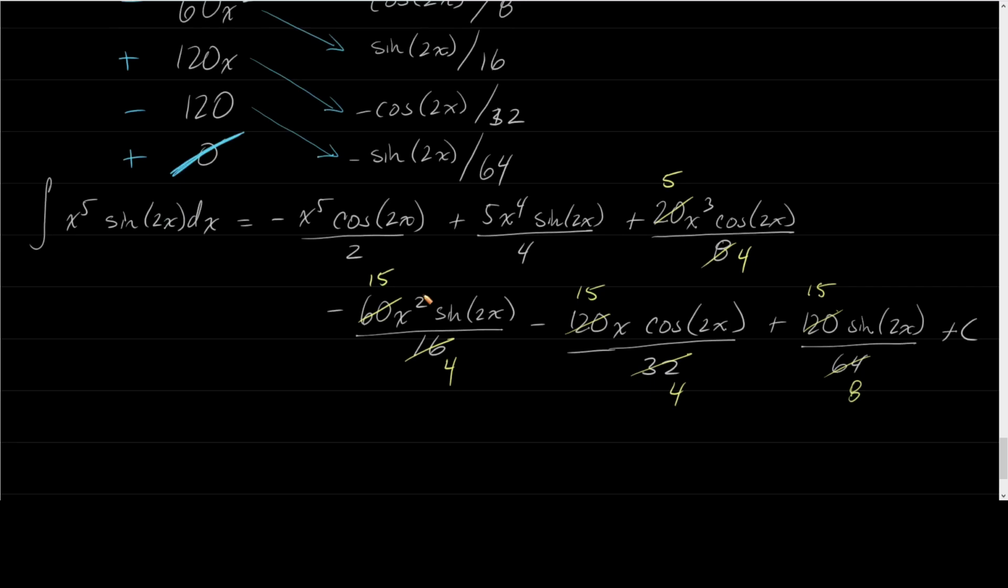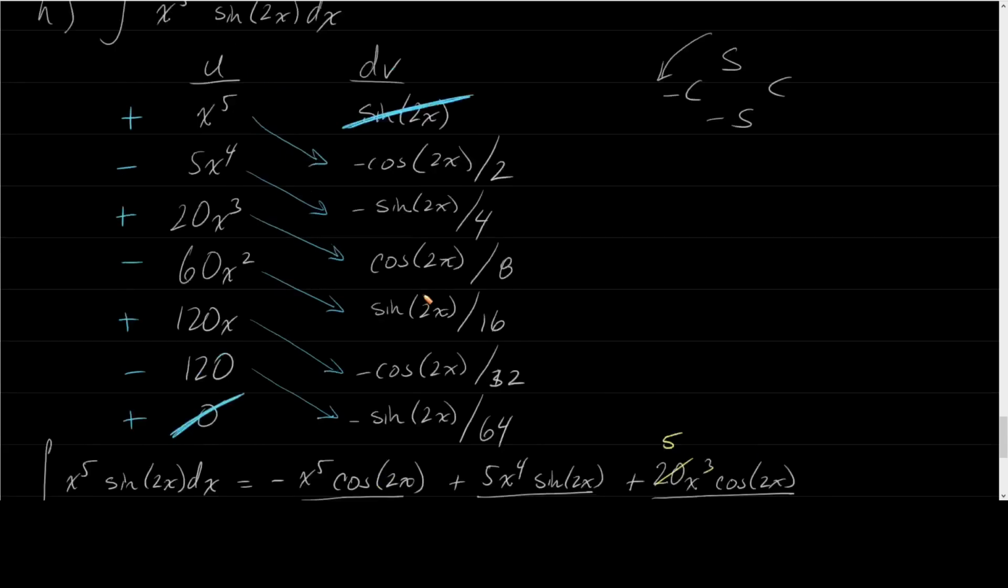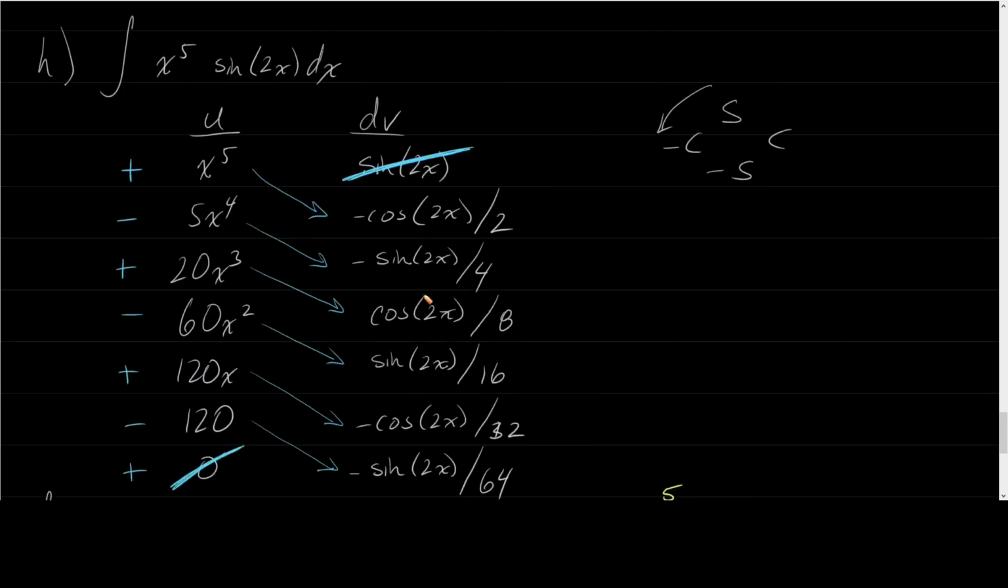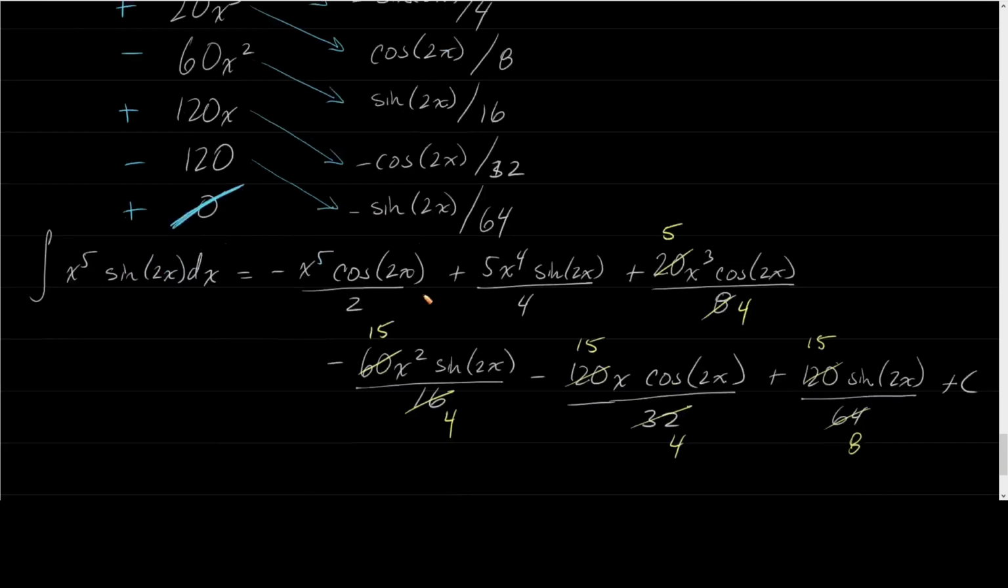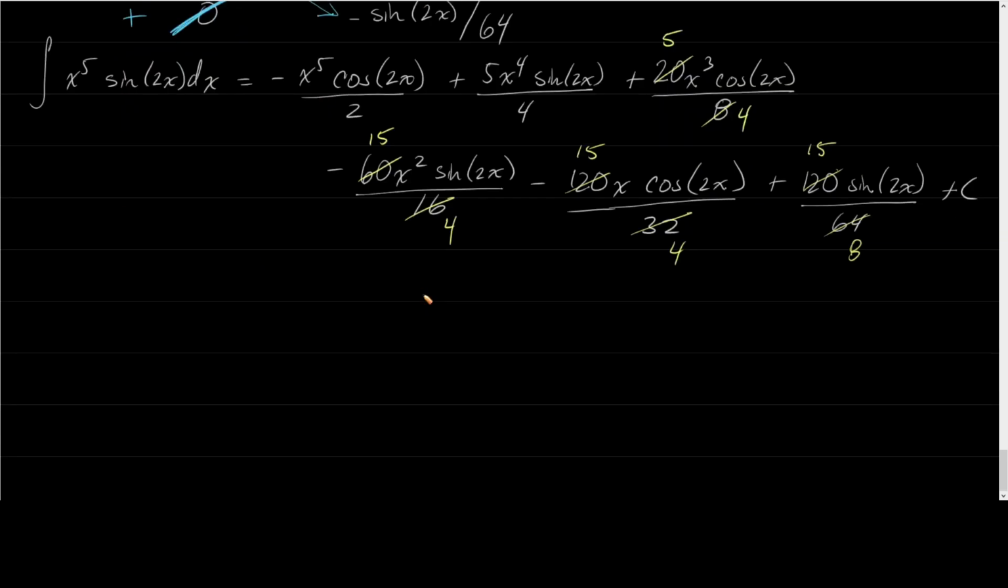Let's do another one. So that was H. So I. And I says the following. I've got the integral of x to the 23rd times e to the x to the 8th dx. Right? That's e to the x to the 8th.